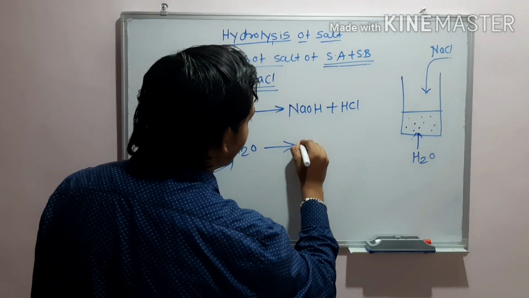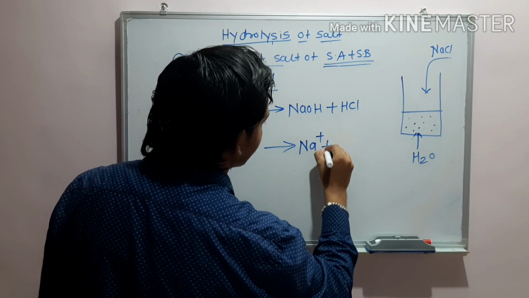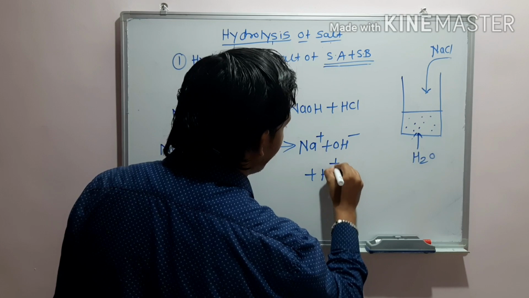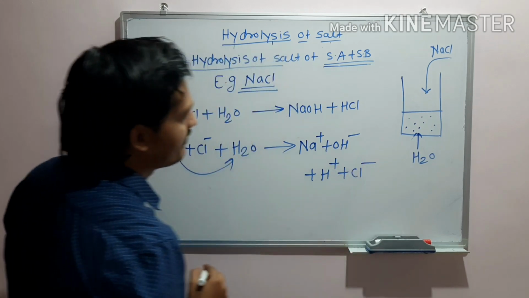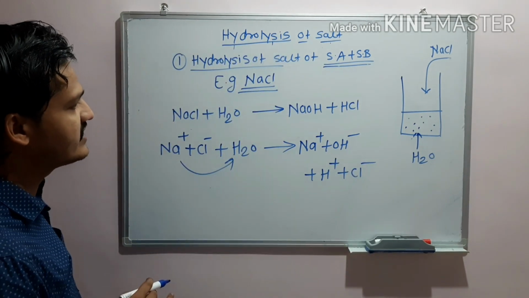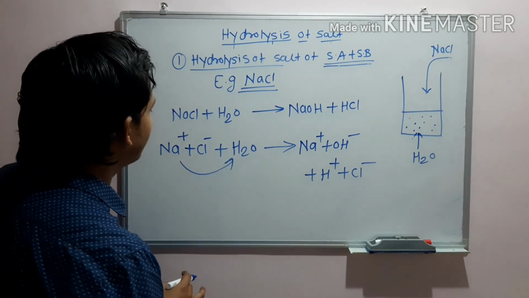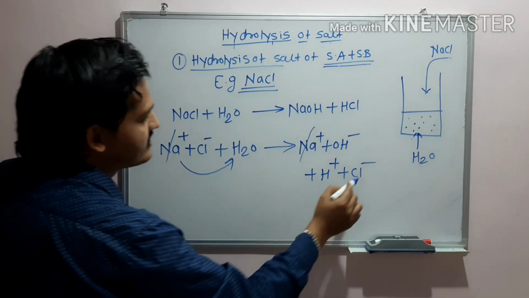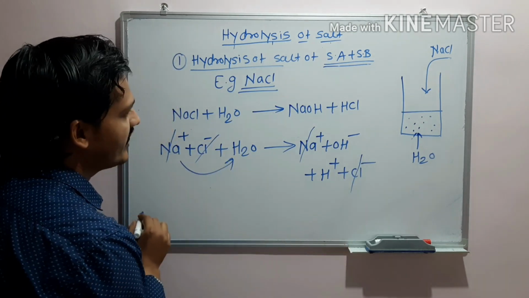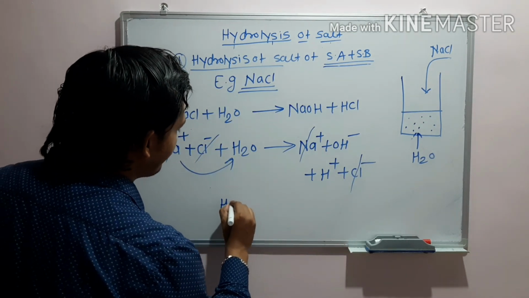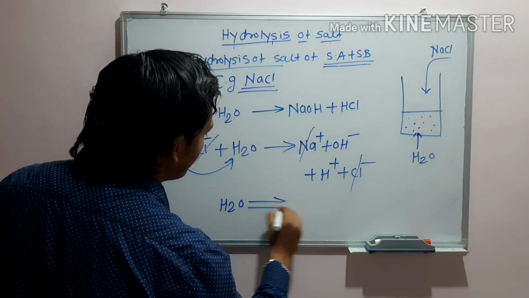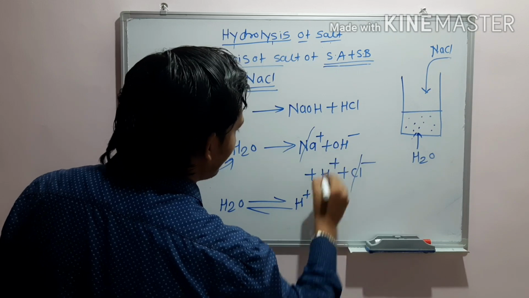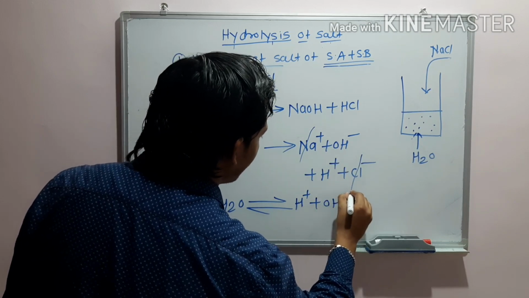So it will be formed as Na+ OH- plus H+ Cl-. Which ions cancel out? Na+ cancels out with Na+, and Cl- ion cancels out with Cl- ion. So only the product H2O remains, in equilibrium with H+ and OH-.